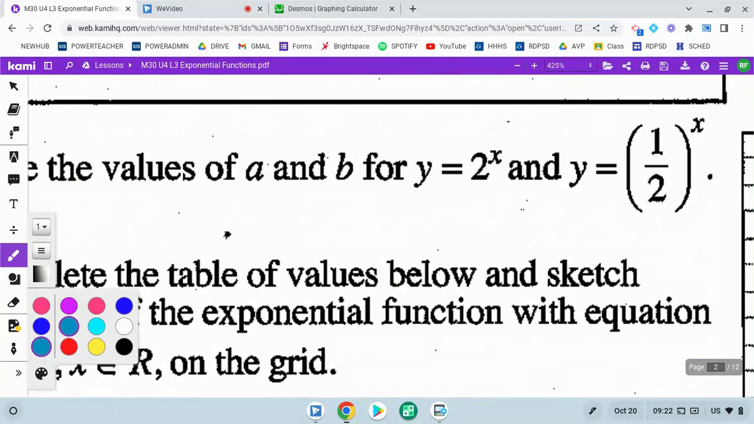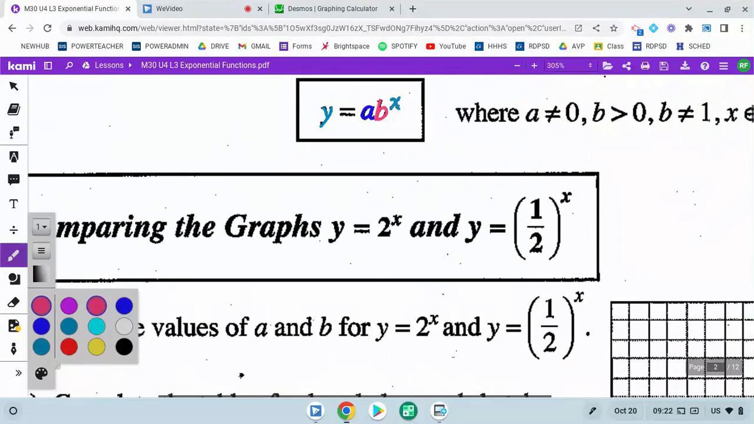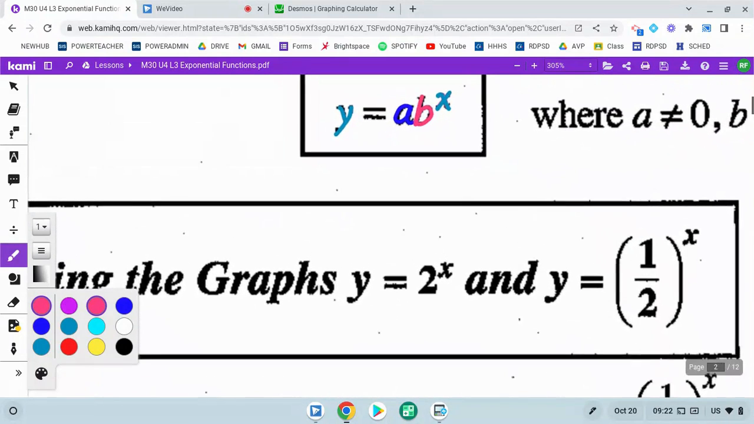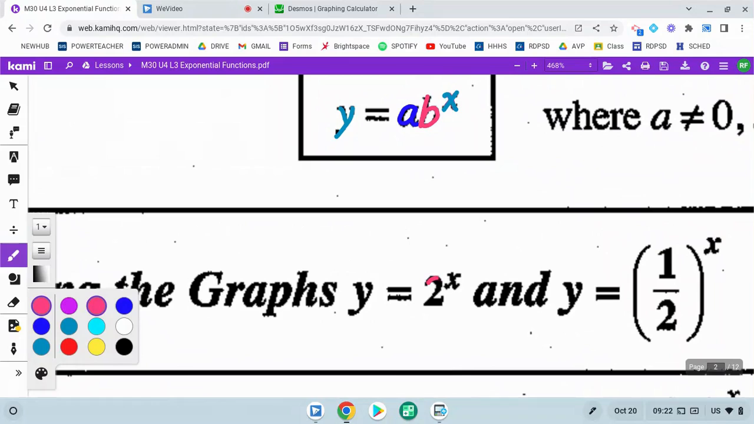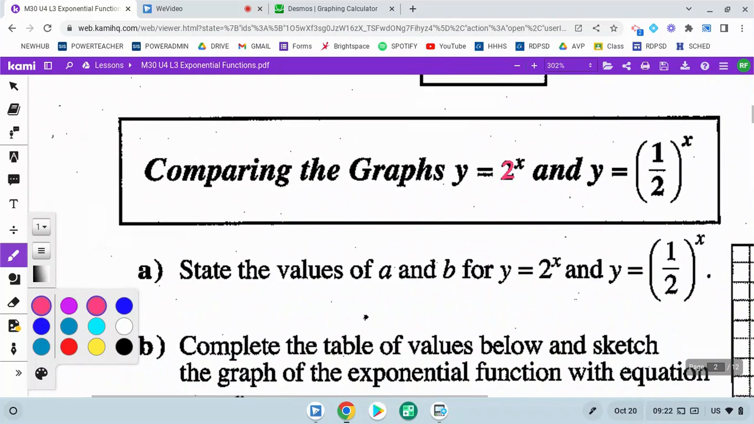We want to know the value of a and b. So up above, I just put the value of b, which was the base of my exponential function. That is whatever is attached to the exponent. I shaded that in pink, so I'll do it again here. In this question, the thing that's attached to the exponent is the 2. So that would be considered my base. That would be considered the b value. So for the first one, it's 2. That one's easy to see.